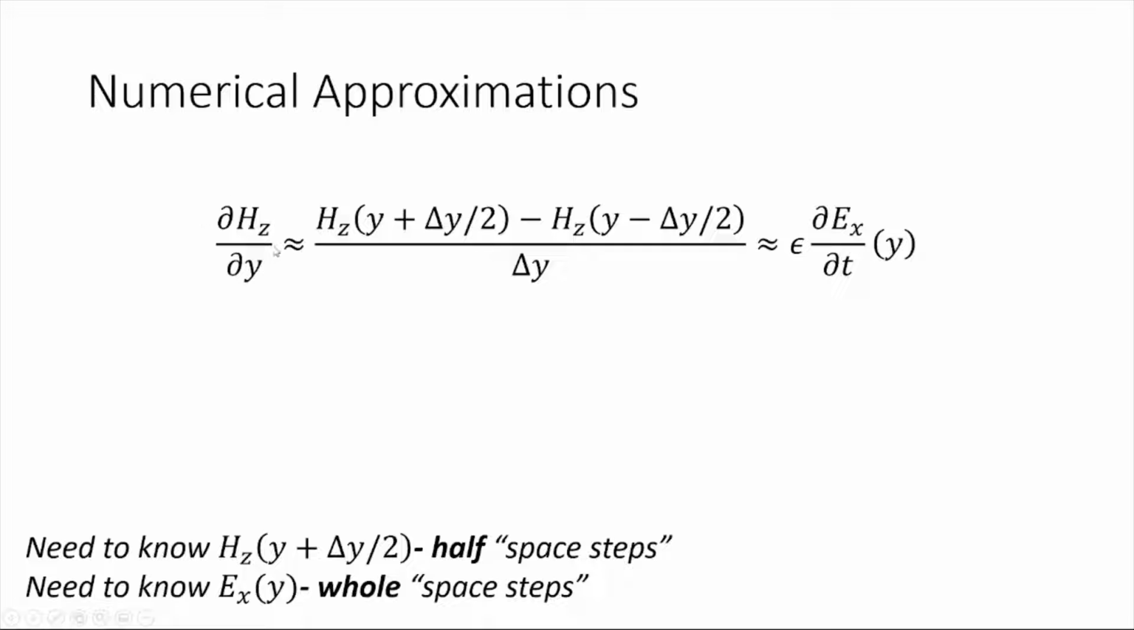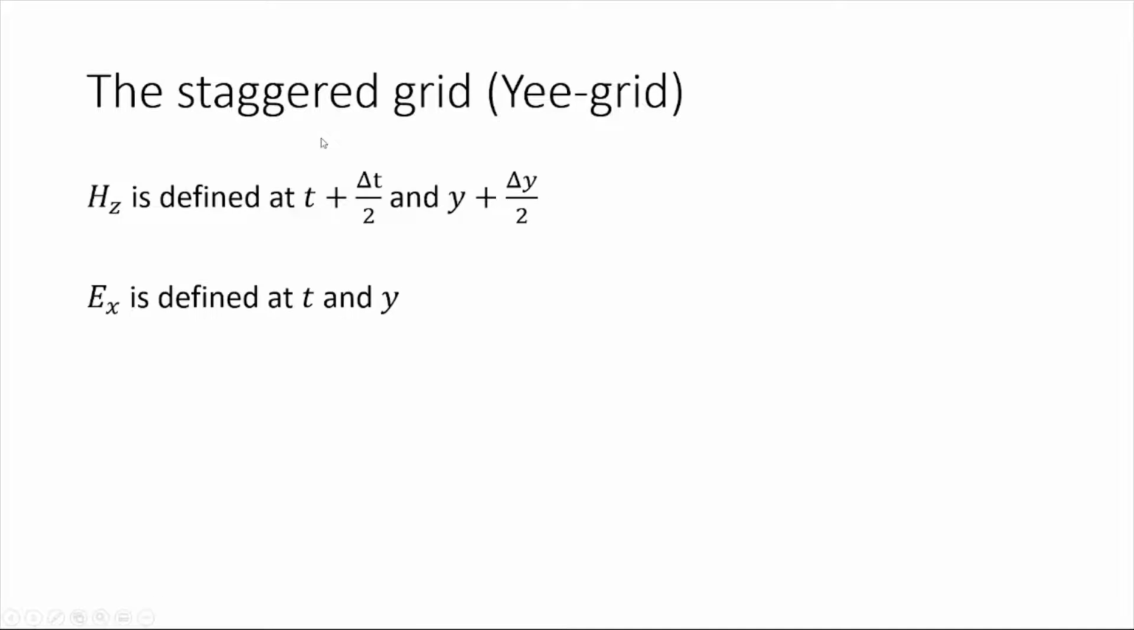Similarly, we can now do the derivative of Hz with respect to y, and you can see here that Hz is evaluated at the half space steps, and Ex here is evaluated at the whole space step. So this is the whole idea behind the staggered grid, also known as the Yee grid. Hz is defined at the half time step and at the half space step, and Ex is defined at the whole time step and at the whole space step.